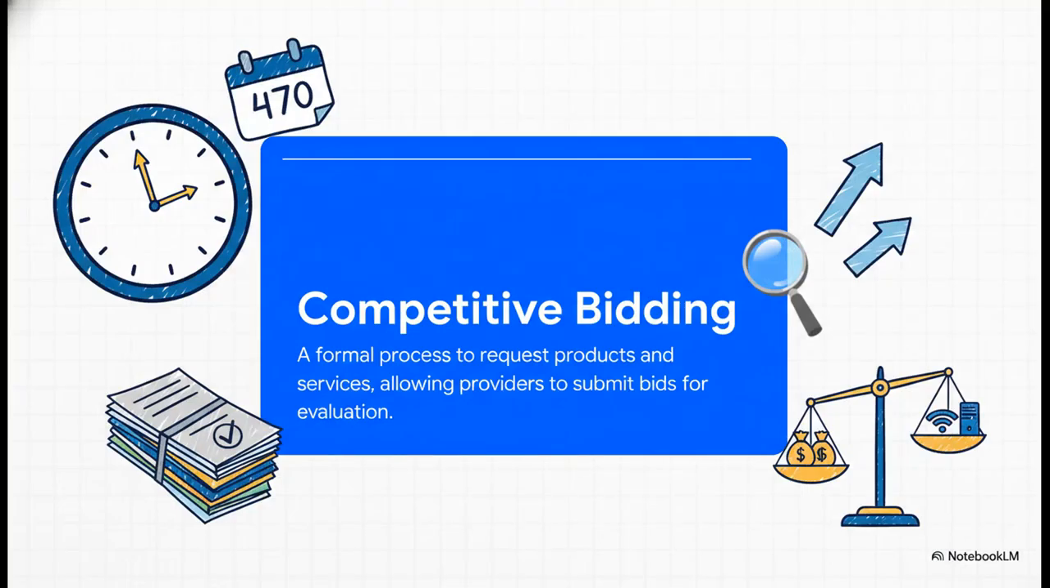And it all kicks off with competitive bidding. As soon as you post your Form 470, that starts a 28-day clock for vendors to send in their proposals. This worksheet we're talking about, that's the tool you're going to use to evaluate every single one of those proposals in a fair and systematic way.